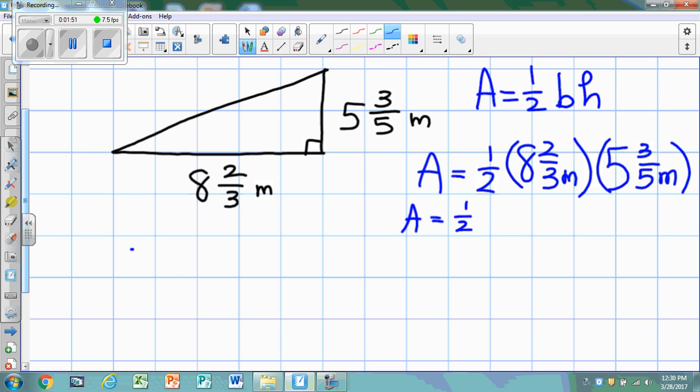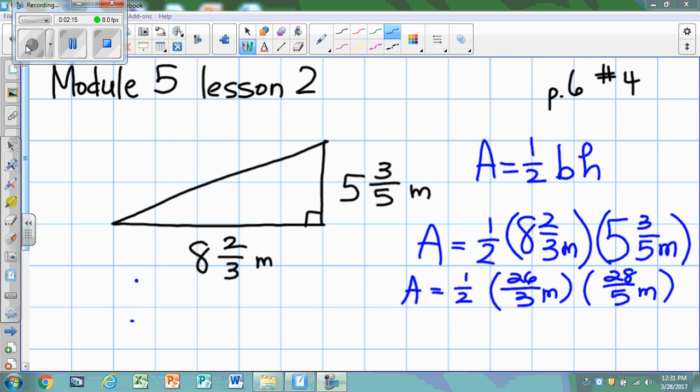To turn this into an improper fraction, 3 times 8 plus 2 is 26 what? 26/3. Don't forget our meter. And what about 5 times 5 plus 3? 28/5. And don't forget meters.